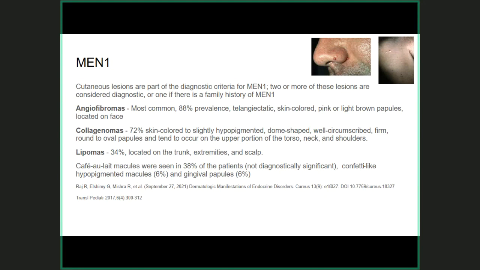Can you see my arrow when I do that? You can? Okay. Collagenomas are slightly less frequent, but still 72%: skin colored or slightly hypopigmented, dome-shaped, well-circumscribed, firm round to oval papules, and these are mostly present on the torso, like you saw in the earlier patient right around here. Lipomas are less common, about a third, and located on the trunk, extremities, and scalp. We might also see cafe-au-lait macules in about a third to about 40% of the patients. They're not diagnostically significant or specific for the MEN, but they're there. Confetti-like hypopigmented macules and gingival papules.